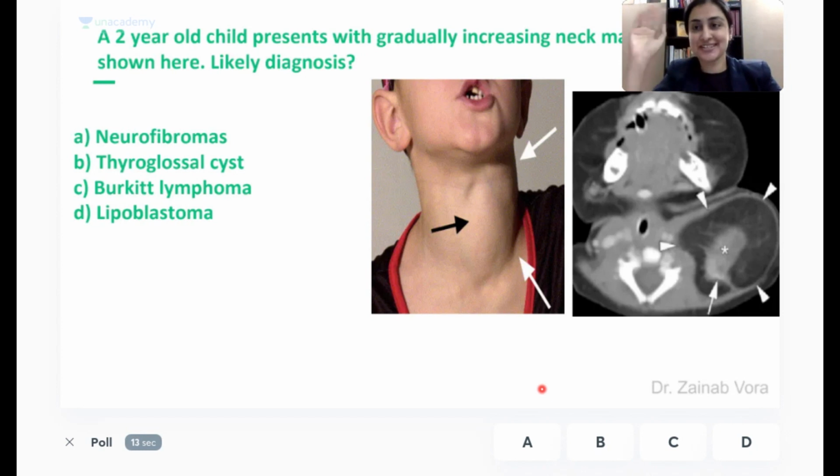Good. So good results here. 65% of you have given the correct answer. We have a 2-year-old child presenting with a gradually increasing neck mass. CT is shown here. I've already told you it's a CT here. And what do you have?